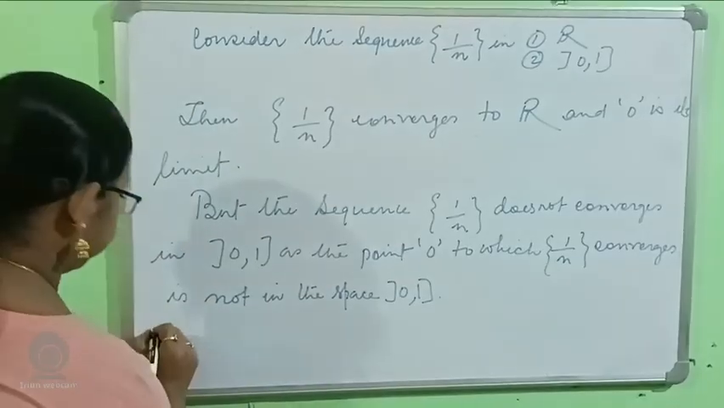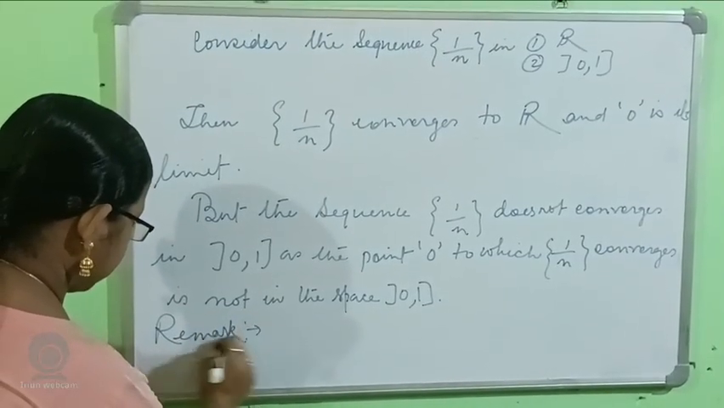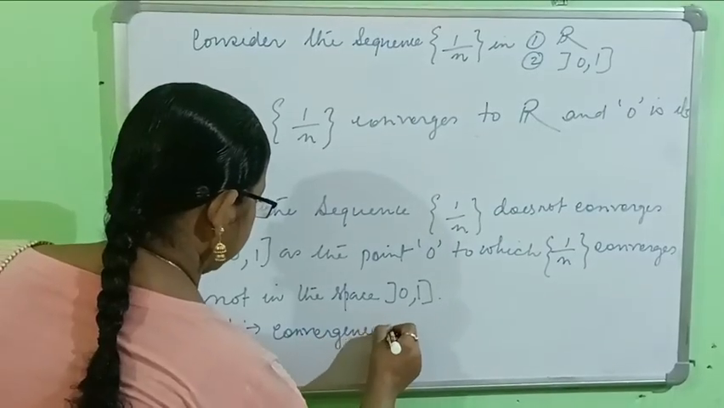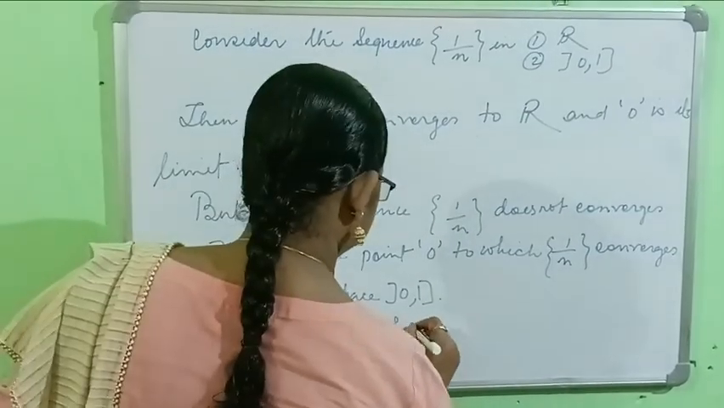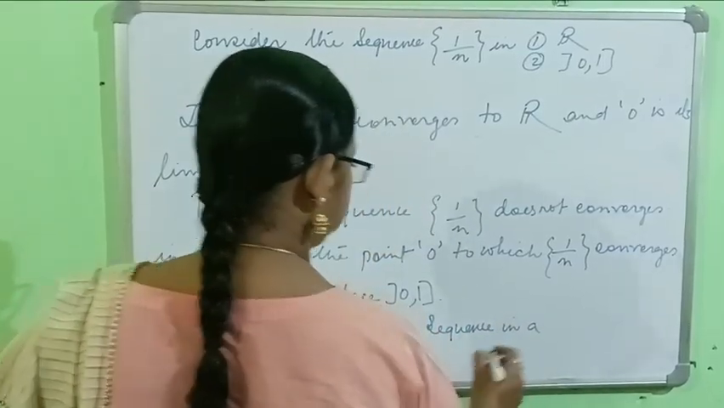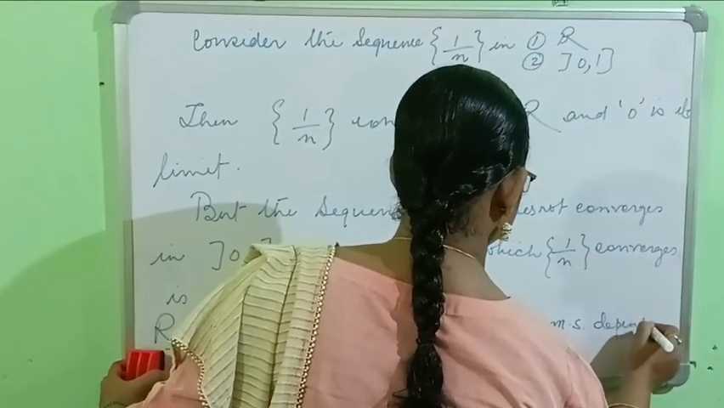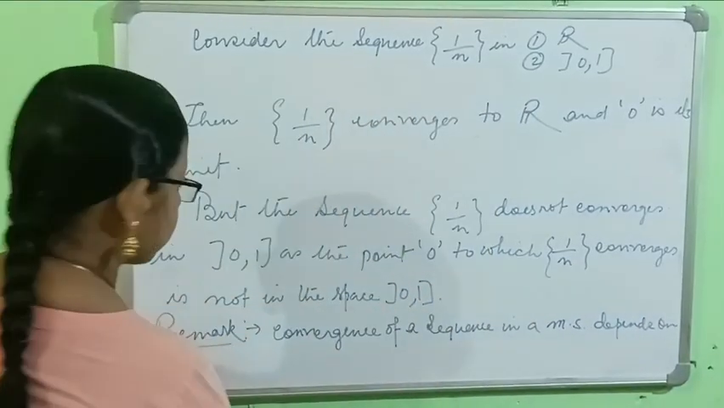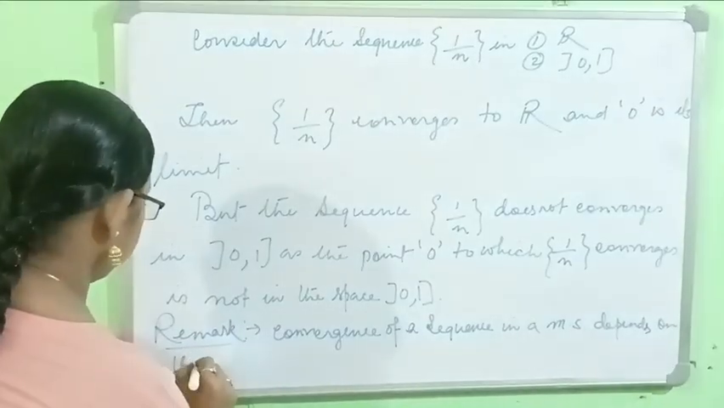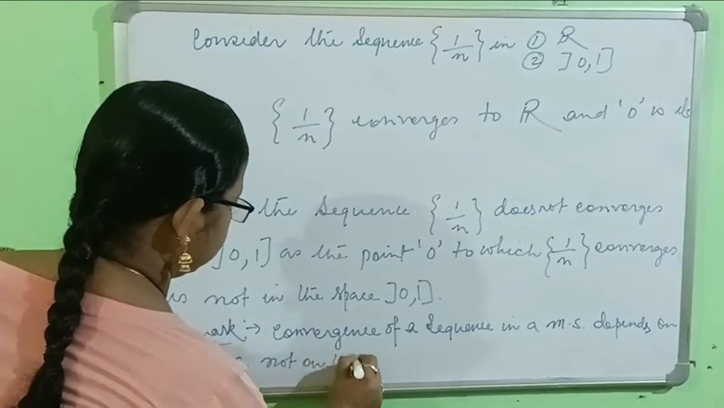So, write a remark: convergence of a sequence in a metric space depends on the metric space, not on the sequence.